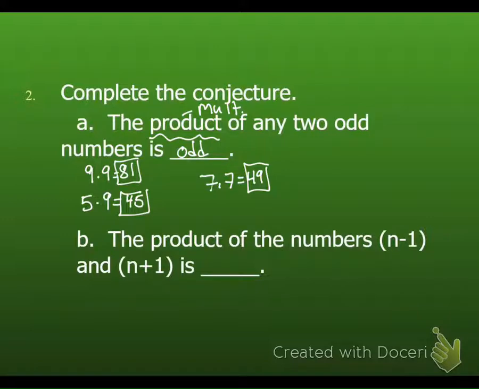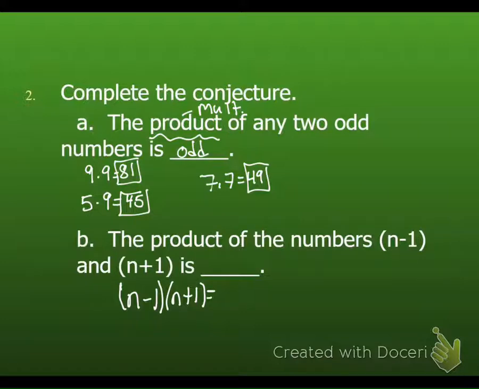Last one on this page. The product of the numbers n minus 1 and n plus 1. So we're going to write those out. N minus 1 times n plus 1. Most of you guys know this as double distributive property. Does that sound familiar? Some of you might have heard it as FOIL. That used to be the old school way people remind people of this.